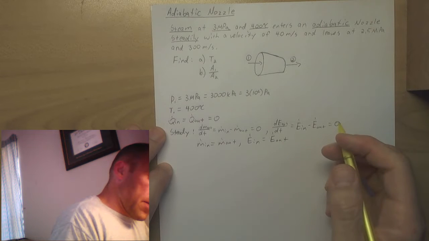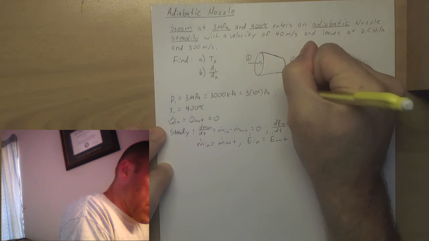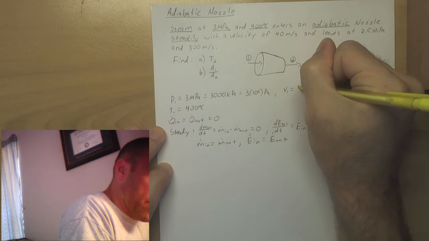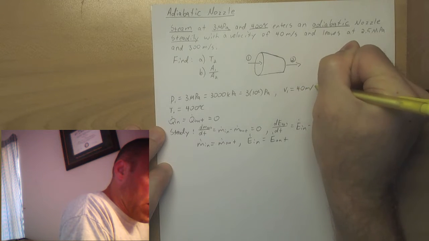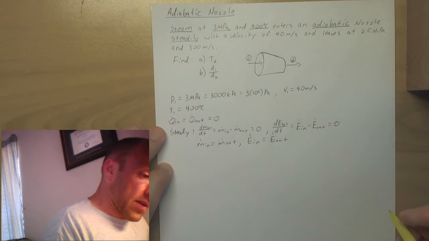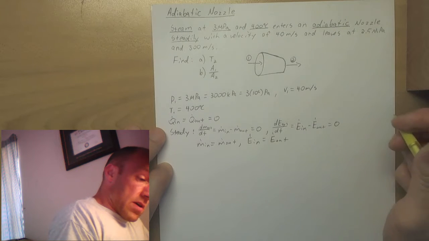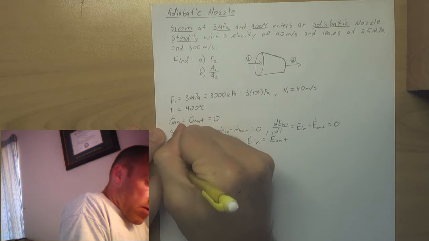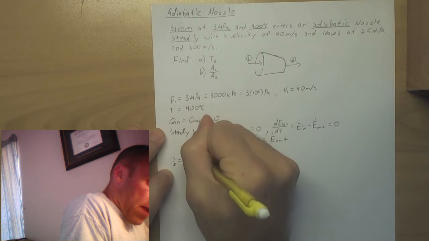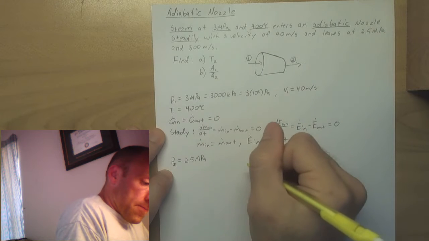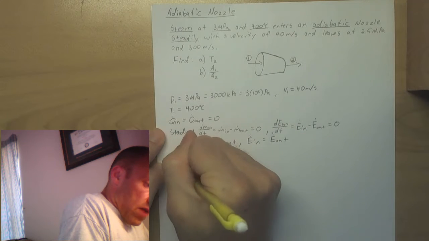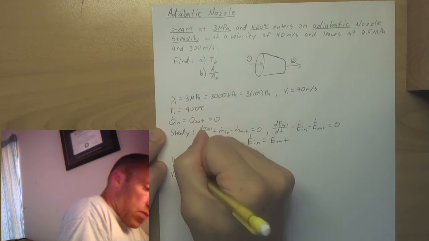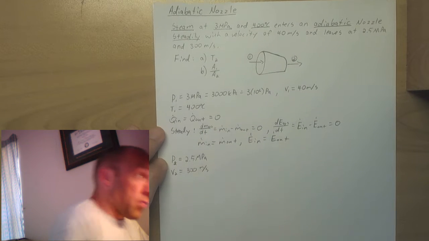V1, the velocity one: the steam enters the nozzle at 40 meters per second, and it exits the nozzle with a pressure of 2.5 megapascals, and at 300 meters per second, I'm sorry.